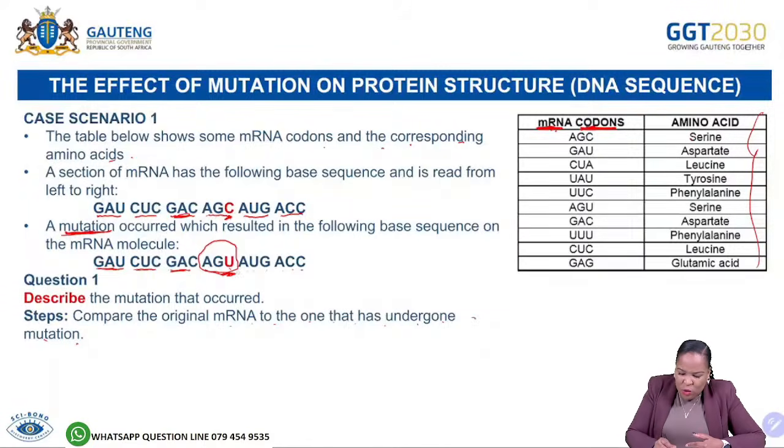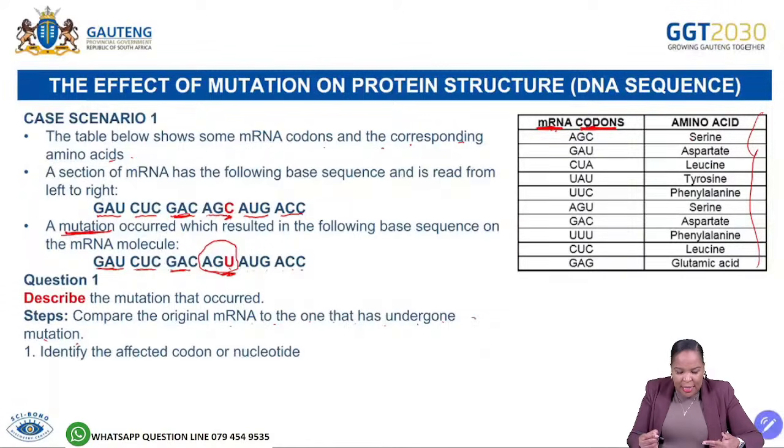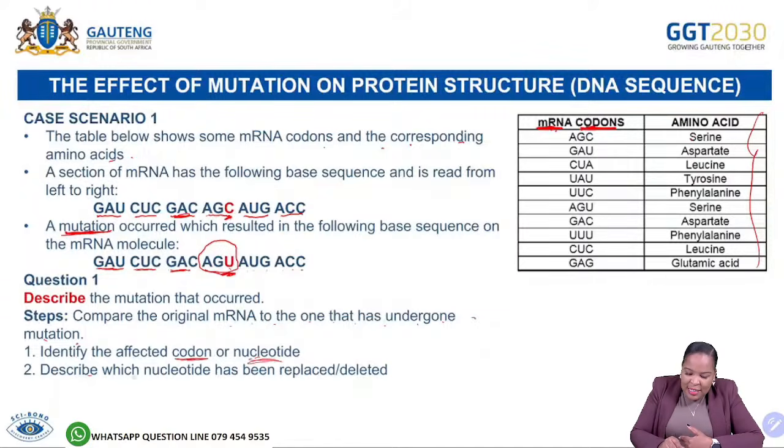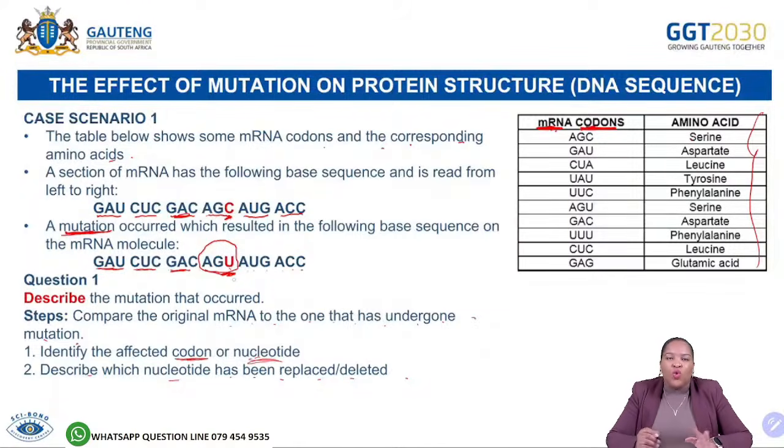The C was replaced by U. So you must be able to explain what happened. Identify the affected codon or a nucleotide. After you've identified that, describe which nucleotide has been replaced or deleted. So you must be able to tell it from there. So this is the first and the simplest thing to identify and to be able to tell.